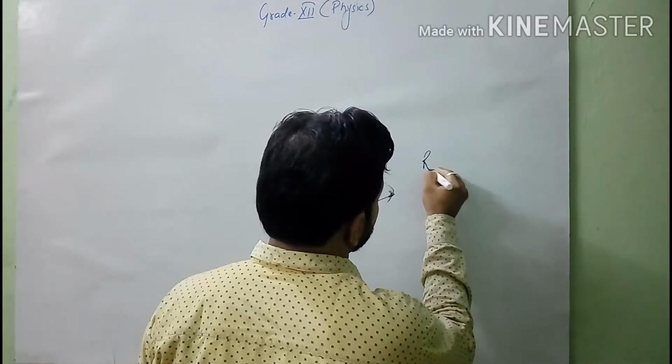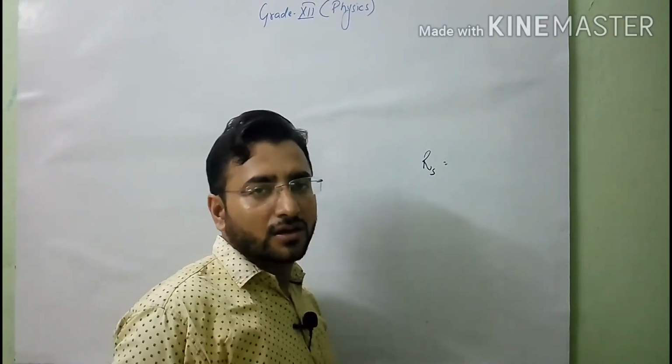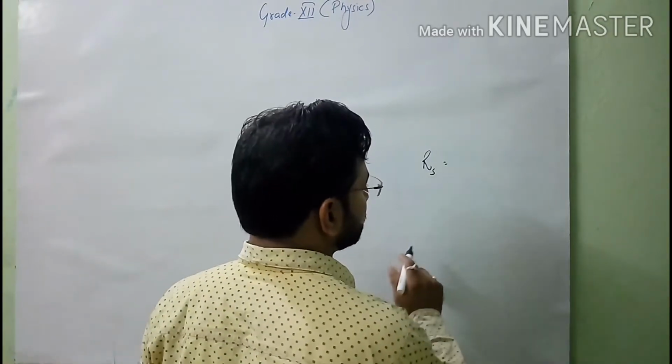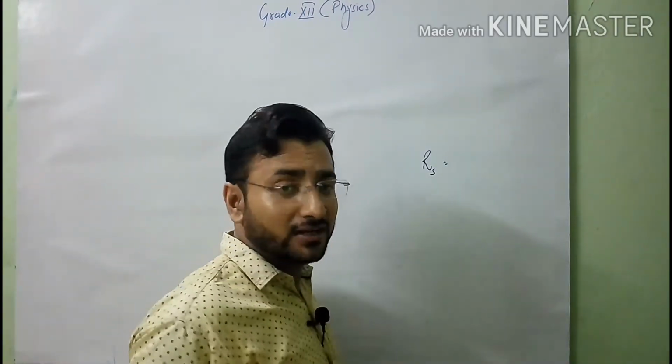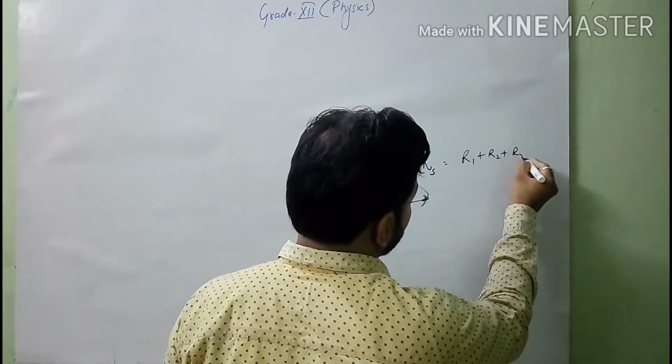say the combination of resistors, in which you know that if we have resistances R1, R2, R3 up to Rn, and we want to connect all the resistances in series form, the formula is R1 plus R2 plus R3 and so on.